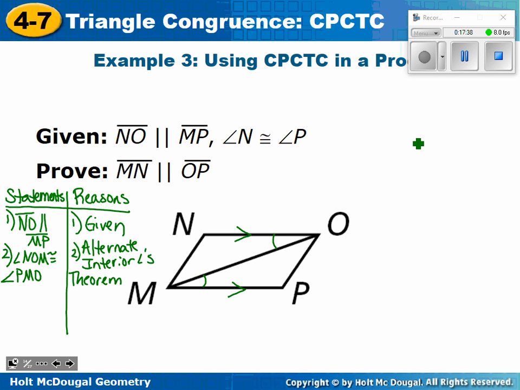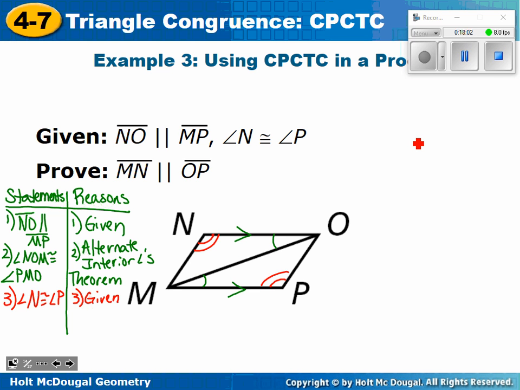Okay, so we have one angle marked congruent. If we want to prove the triangles congruent, we've got to get three parts. The next thing they tell us is that angle N is congruent to angle P. And that's given. Angle N is congruent to angle P, given.